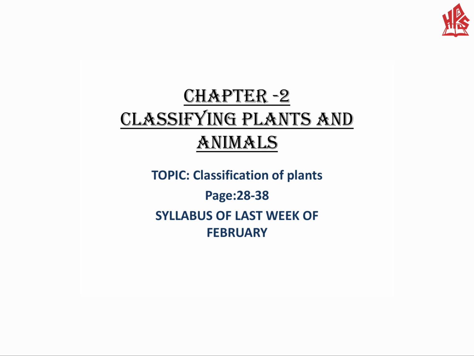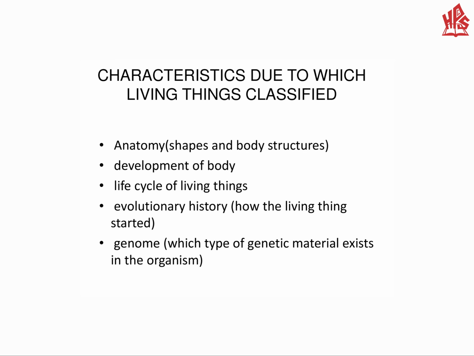Today we are going to discuss Chapter 2, Classifying Plants and Animals, from page number 28 to 38. In this presentation, we are discussing the characteristics due to which living things are classified. Number one is anatomy. Anatomy means the shape and the body structure of a living organism. Second is development of the body and the life cycle of living things. Evolutionary history means how living things started, and genome means the genetic material that exists in living organisms.